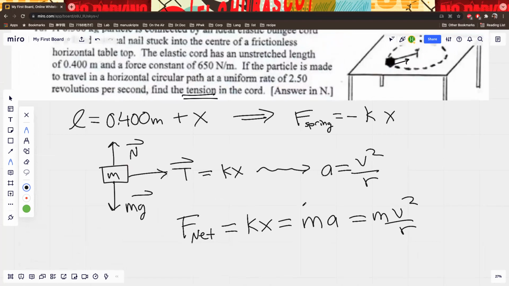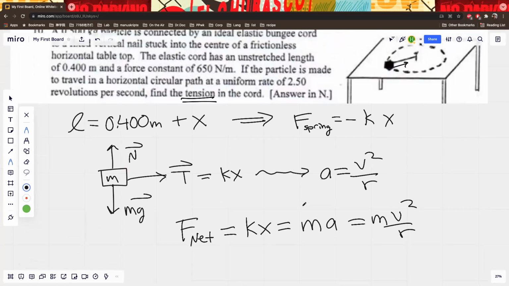So where should I start exactly? Well, first I think we want to solve for x. So let's write that. Once we solve for x, then we can plug it into here. We're given the force constant k. So if we find x, we can plug it in and we get the tension. To find x, we have x equals mv squared over kr.